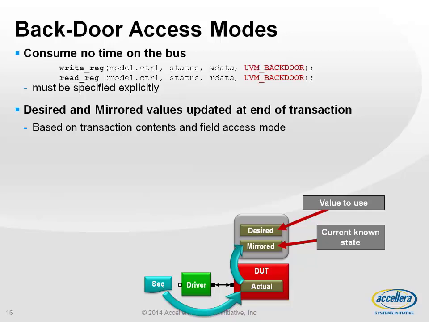However, when you're doing the backdoor access, the hardware can't handle byte lanes and other things, so you can only access the full register value through the backdoor. If you want to change just a field, you can do a read, modify, write through the backdoor, and that's the way we would recommend doing that.